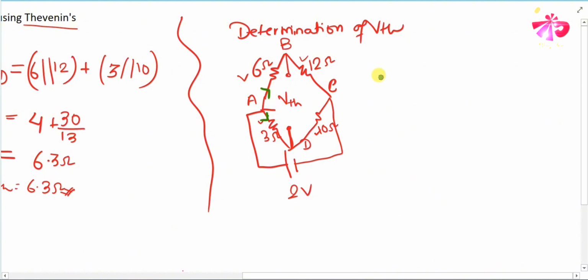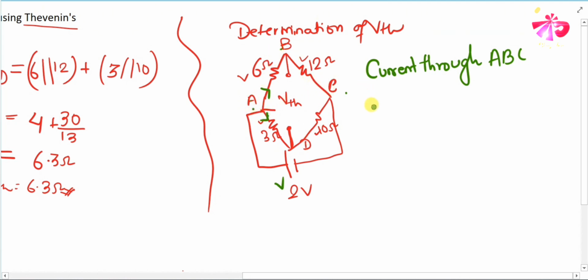So the current flowing through A, B, C. Now let's see which are the points A, B, C. We see that this 2 volt source is in parallel with the branches ADC and ABC.